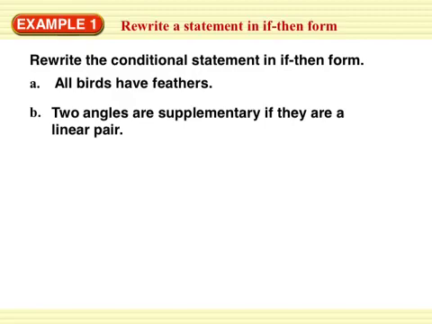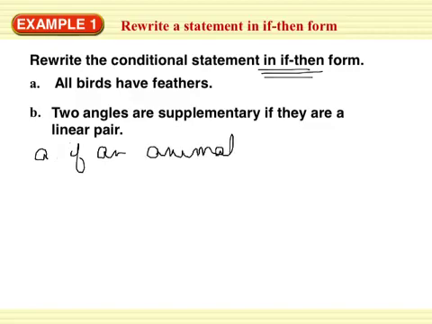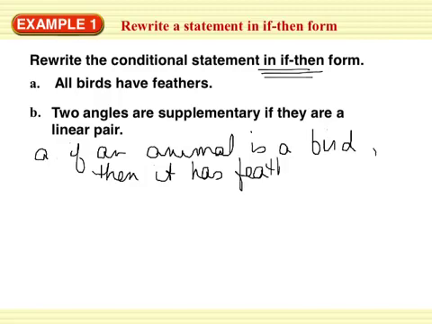Okay, rewrite the conditional statements in if-then form. So the first one is all birds have feathers. We need an if and a then. So I'm going to say if, let's just say if an animal is a bird, then it has feathers.